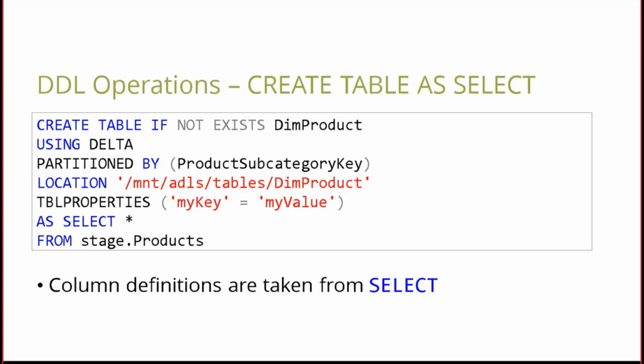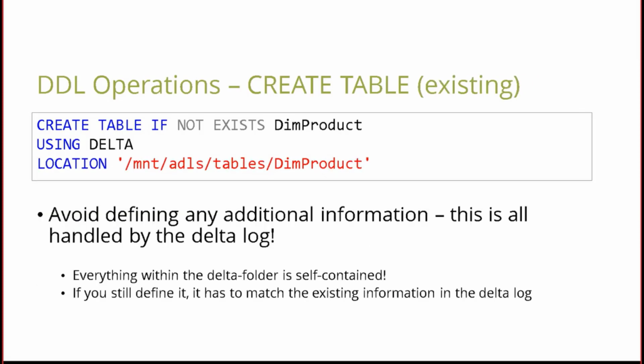In this case, I'm creating a Delta table dim product, which is stored on a data lake store or a mount point, set some table properties, and populate it with the content from stage.products. All the column definitions, because usually if you do a create table, you need to specify all the columns, are just taken from the select statement. So that's pretty straightforward. The other case is that you already have an existing table, then you can just create table using Delta and specify the location.